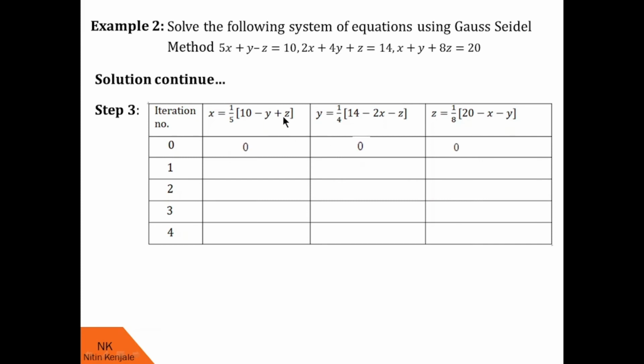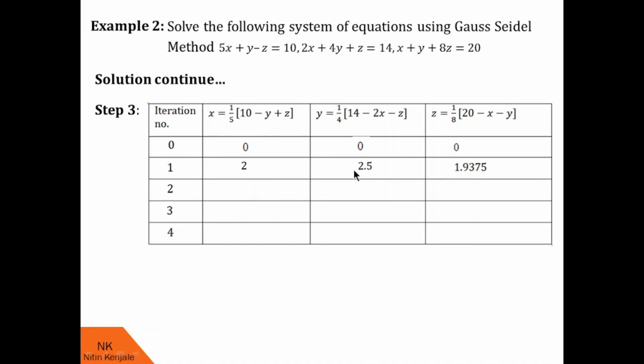When we substitute y and z to be 0 and 0, we get x1 as 10 by 5, that is 2. Then we put this value of x and 0 for z in this equation to get y1. So we find y1 to be 2.5. Then we put this value of x and this value of y over here. So we get z1 as 1.9375.